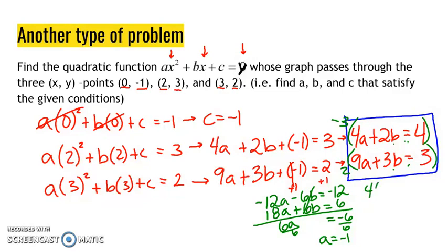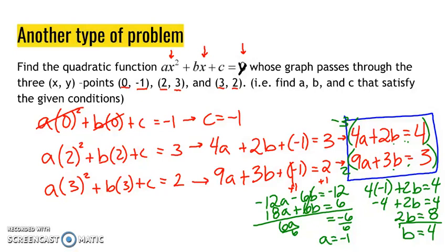I can take 4 times -1 plus 2b equals 4. That gives me a -4 plus 2b equals 4. I need to add 4 to both sides. I get 2b equals 8. Divide both sides by 2. And I find that b equals 4. Okay? So I've got b equals 4. I've got a equals -1. And I've got c equals -1.